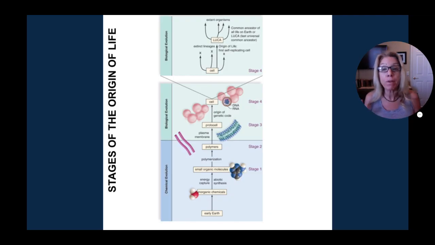and that was supported by an experiment from Miller, who did it in about a week's time. And then from those smaller organic molecules, that same energy would cause polymers to form. Once you have those polymers, you could build that early cell, a protocell. And then once you had that barrier and you had a code, which was probably RNA first, and you were self-replicating, then you could be a true cell. And then that could lead to all of the biological evolution.